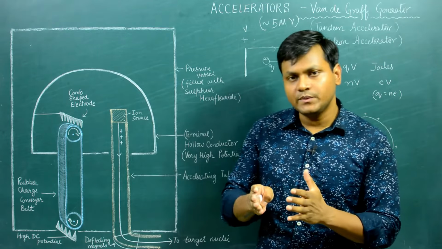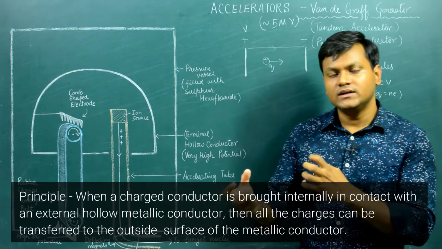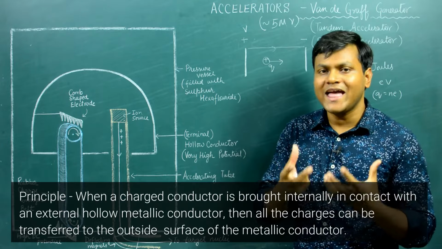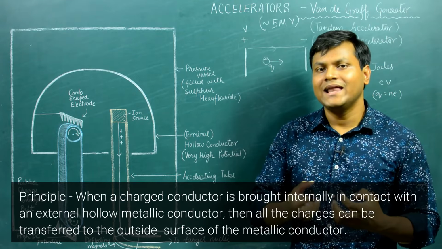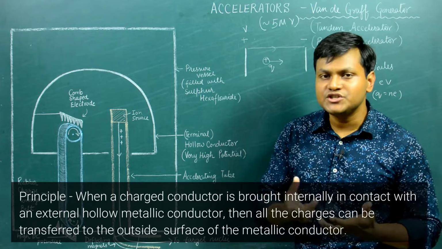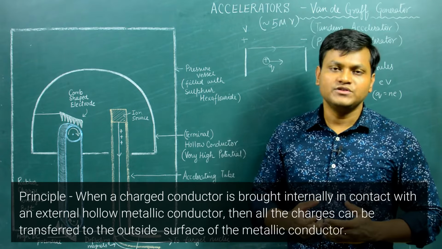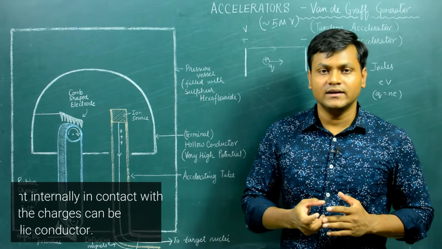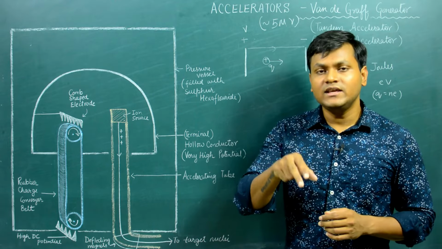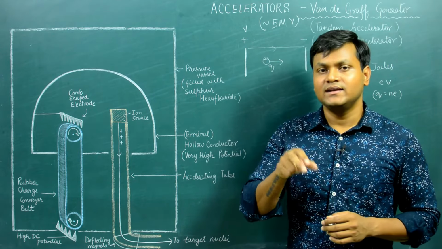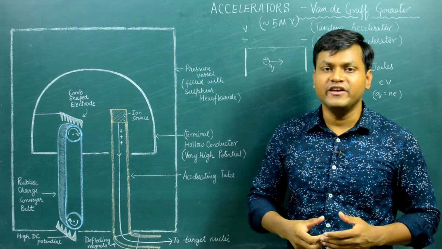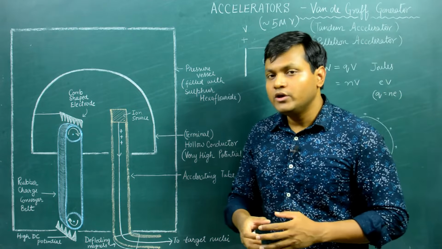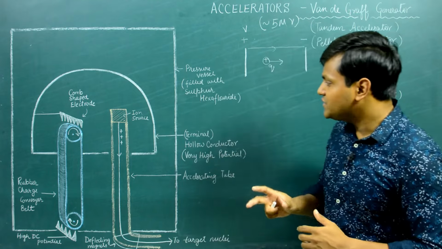It works on the principle that when a charged conductor is brought internally in contact with an external hollow metallic conductor, then all the charges can be transferred to the outside surface of the metallic conductor. It does not matter what is the potential of that metallic conductor. We can cumulatively keep on adding charges to that metallic conductor and increase the potential to very, very high values. So using that principle, first let's understand the construction.